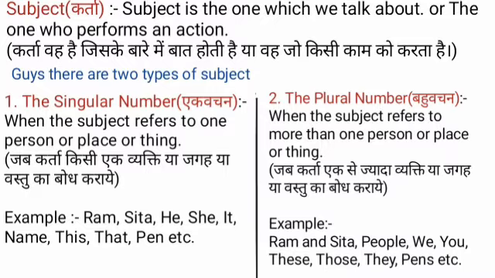Number 2, the plural number. When the subject refers to more than one person or place or thing. For example, Ram and Sita, people, we, you, these, those, they, pens.